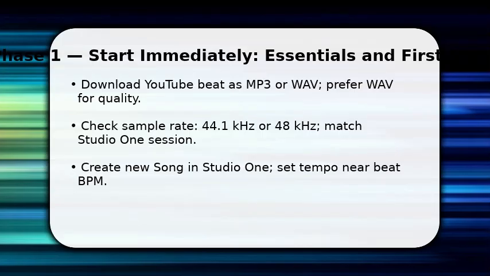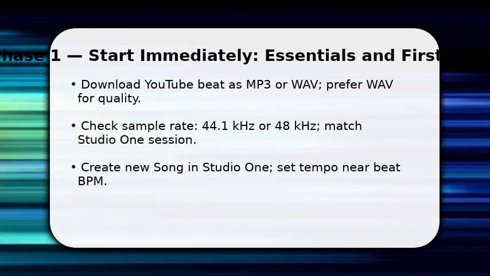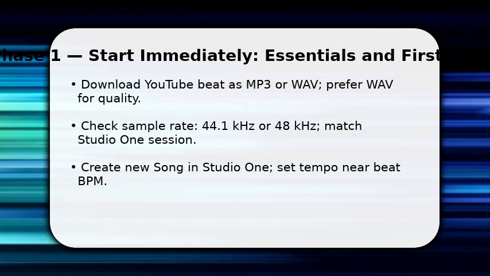You start by converting the YouTube beat to a local MP3 or WAV file. You want WAV if possible for better fidelity. Next, make sure the file's sample rate, 44.1 kHz or 48 kHz, matches your new Studio One song to avoid pitch or timing shifts.